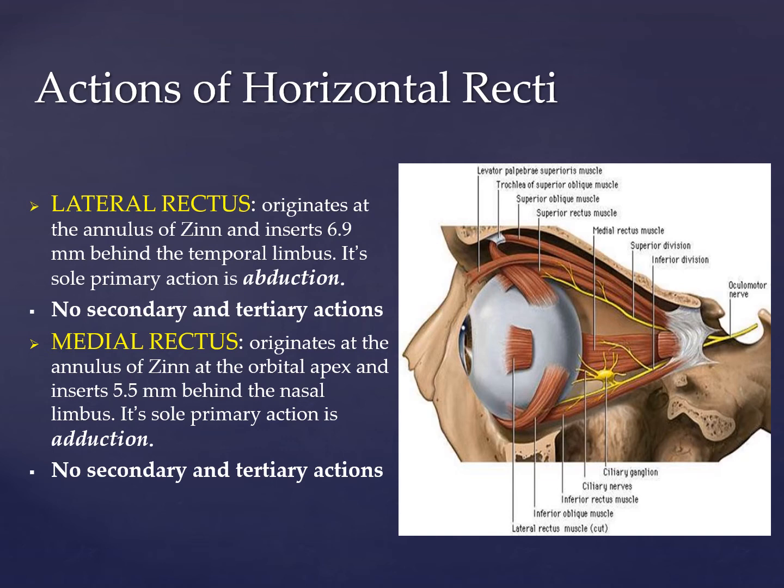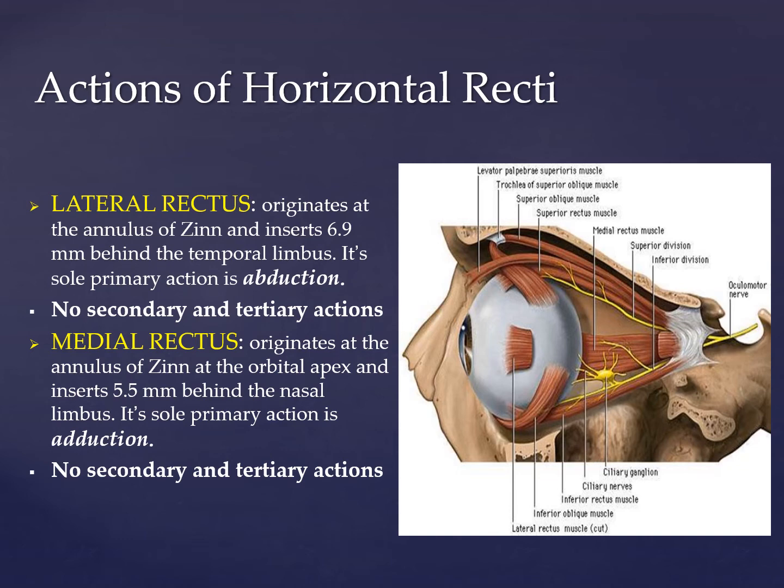Now the actions of horizontal recti. Horizontal recti are simple. Their alignment is in such a way that they produce only primary action. They have no secondary and tertiary actions. Medial rectus moves the eyeball medially. It is called adduction. And lateral rectus moves the eyeball laterally.